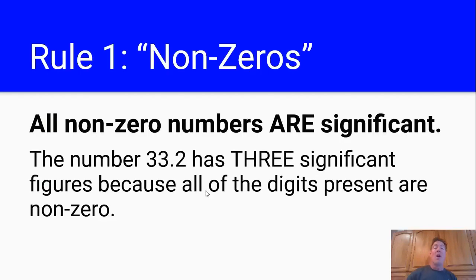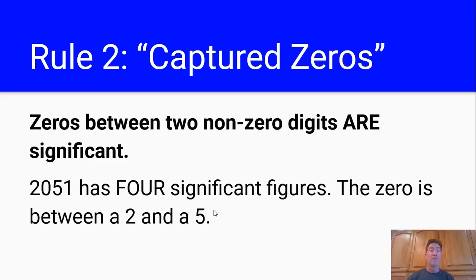Rule 1, all non-zero numbers are significant. So if it's not a 0, it counts. This number has 3 significant digits because all of them are non-zero. Rule 2, captured zeros. Zeros between 2 non-zero digits are also significant. So this 0 is between 2 other non-zeros, so this is a captured 0. This 20451 has 4 significant figures.